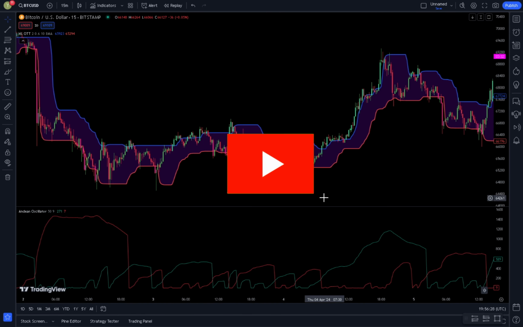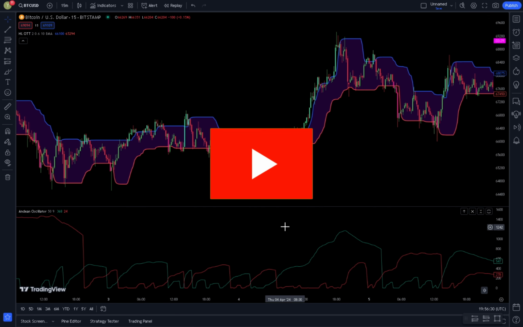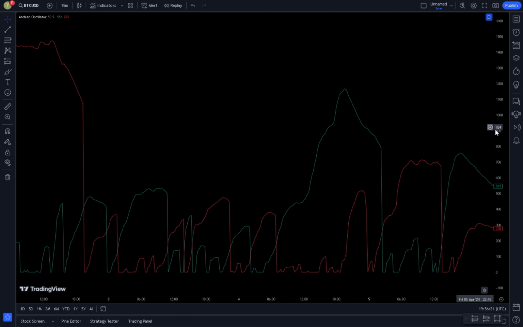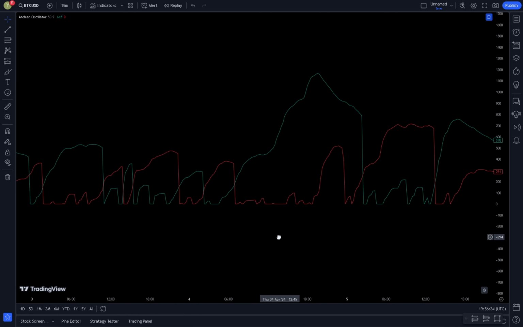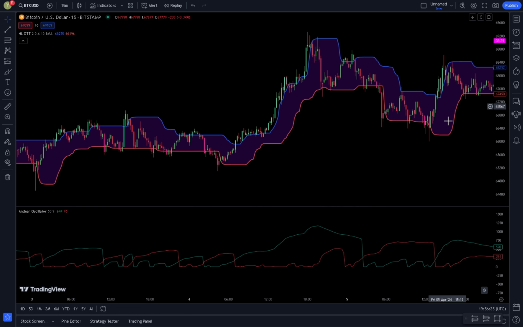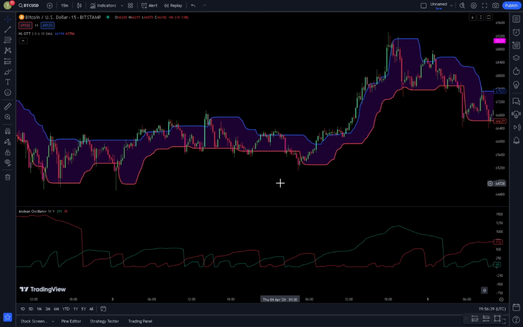The Andean Oscillator indicator is user-friendly. If the bullish component crosses above the bearish component, or if the bullish component is above the bearish component, it signals a buy entry. Conversely, if the bearish component crosses above the bullish component, or if the bearish component is above the bullish component, it signals a sell entry.